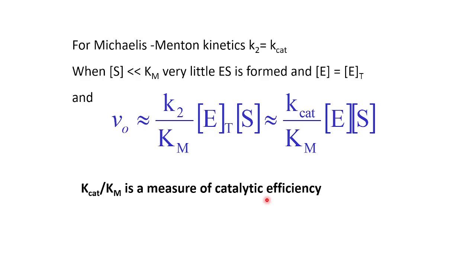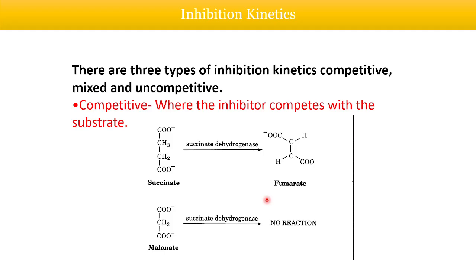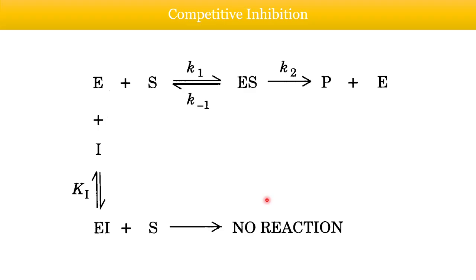So, okay, let's go into the second part of this chapter, that is inhibition kinetics. There are three types of inhibition kinetics that are known: competitive, mixed, and uncompetitive. From the name, you can understand that there is an inhibitor that competes with the substrate. Inhibitor competing with the substrate means that the inhibitor has equal tendency as the substrate to bind to the particular enzyme.